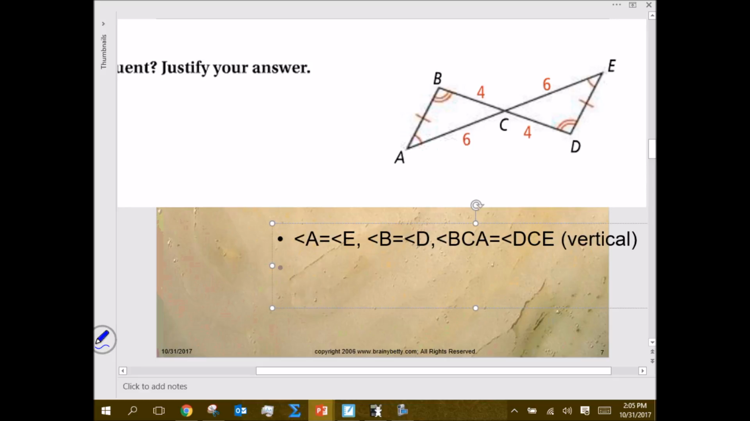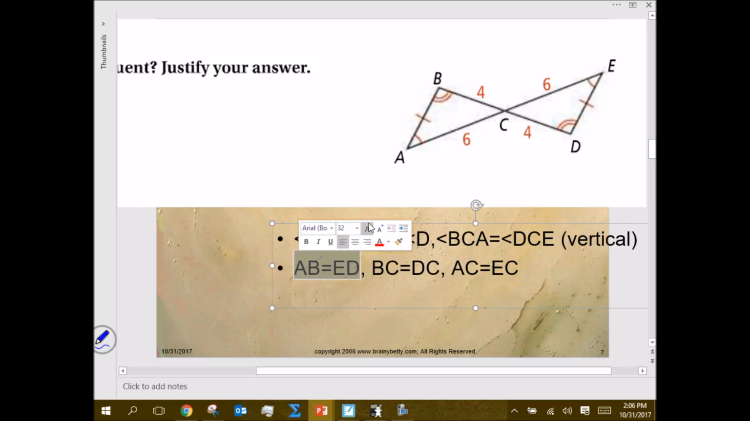Okay. Now, what about AB? What segment is AB going to be equal to? ED. What about BC? DC. That's fine. And what about AC? EC. Okay. So AB congruent to DE. This first congruency, we were able to recognize that because of the markings, right? And then these two were congruent because you're able to recognize that the lengths were the same, right? Yes. Okay, 4 and 4, and then 6 and 6 respectively.